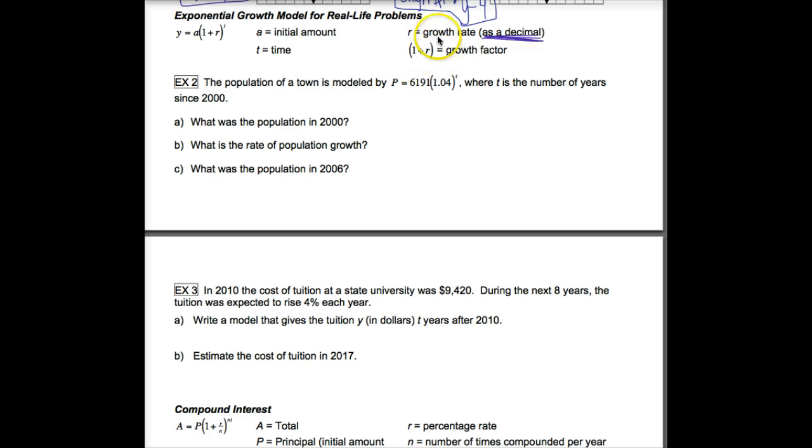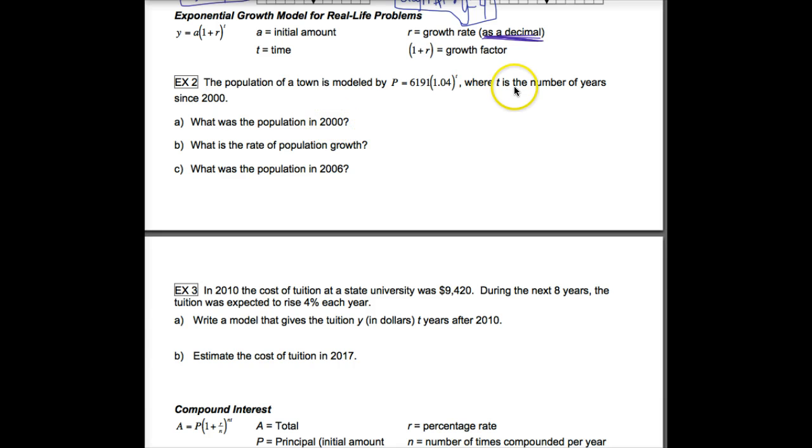We call the base, the 1 plus R, the growth factor, because if the growth factor is 2, we're doubling, and so on and so forth. So the population of a town is modeled by P equals 6,191 times 1.04 to the T, where T is the number of years since 2000. So it wants to know what the population is in 2000.